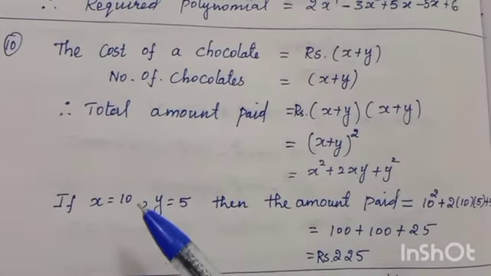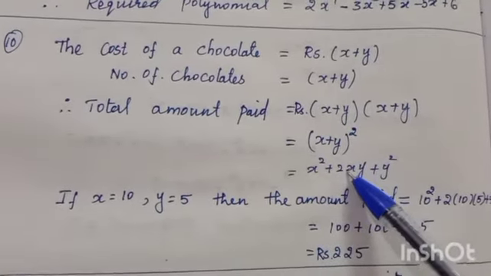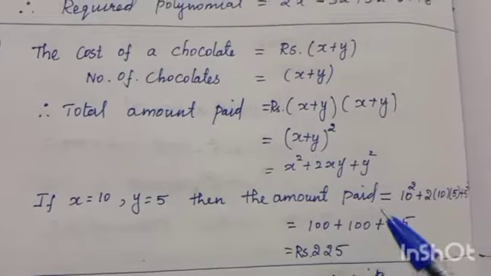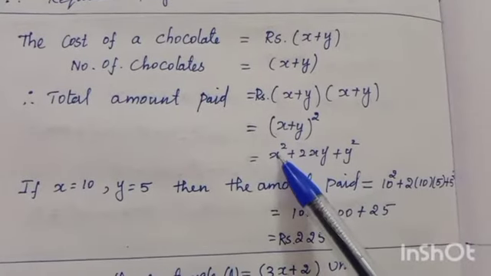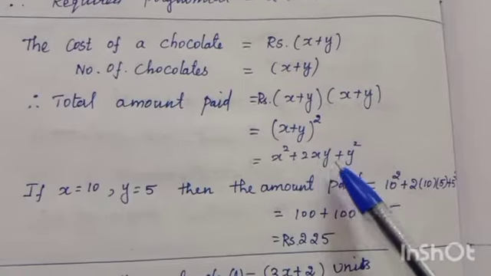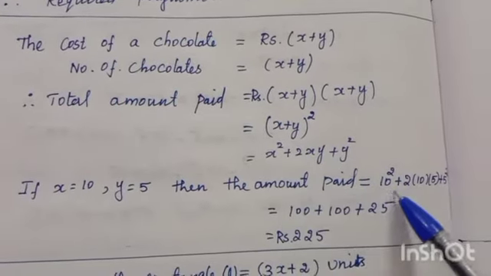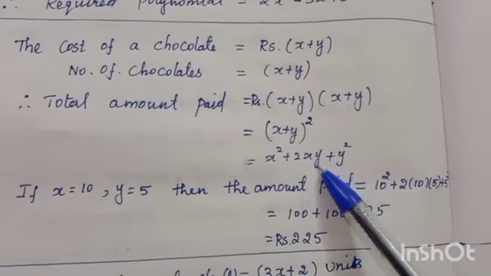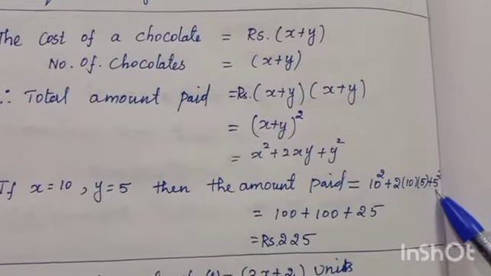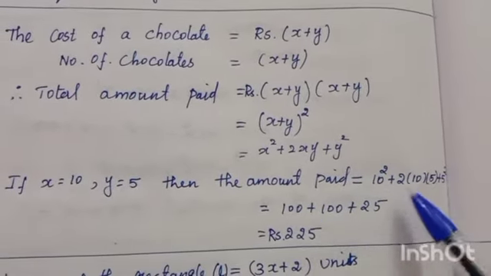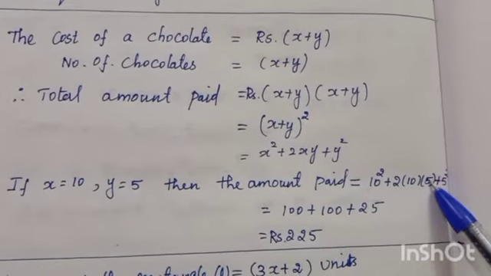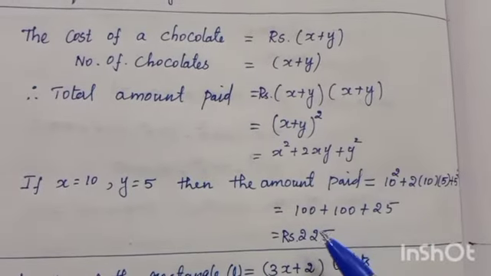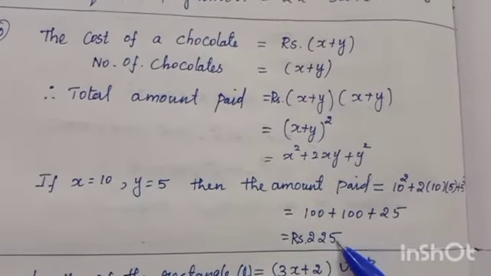In this question, after finding this product value, we have to substitute x is equal to 10 and y is equal to 5. Then the amount paid: substitute 10 square plus 2 into 10 into 5 plus 5 square. 10 square is 100. 2 into 10 is 20, 20 into 5 is 100. 5 square is 25. Add them. It is rupees 225.